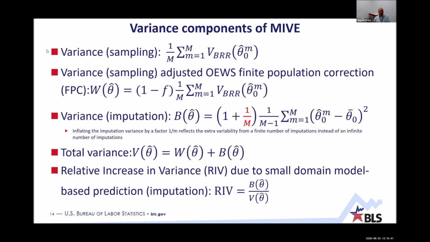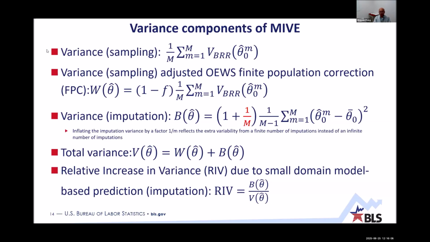Both basically cover the part associated with sampling. The other part is imputation. Here we added, by Rubin's rule, one divided by n, where n is the number of imputations. In our case, it's the number of bootstrapping samples. So we reflect the uncertainty from a finite number of imputations rather than an infinite number of imputations. And together, we get the total variance.